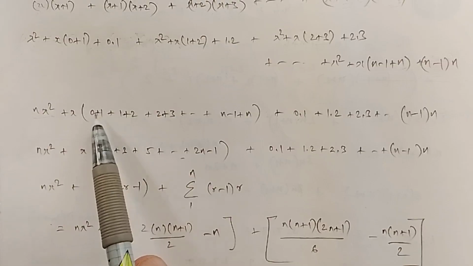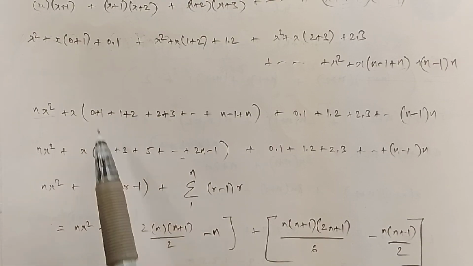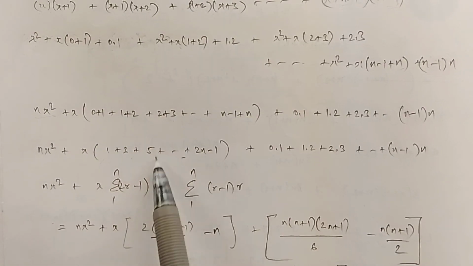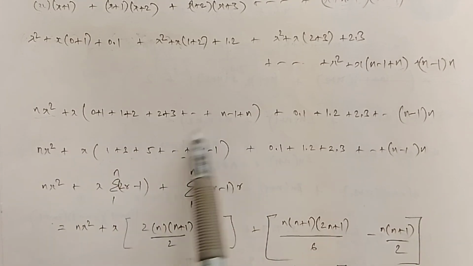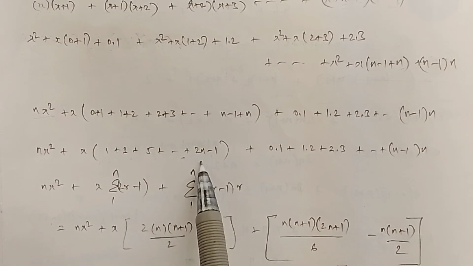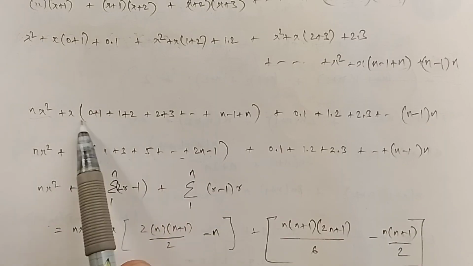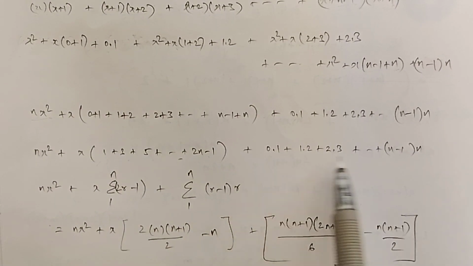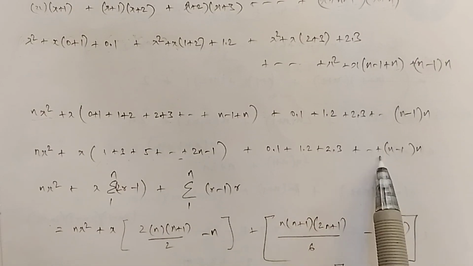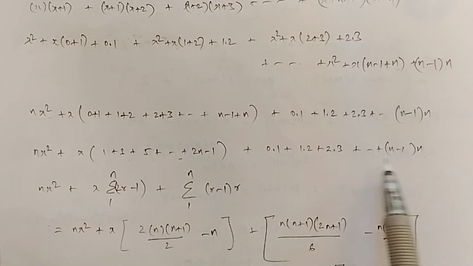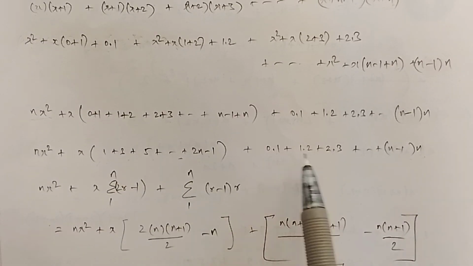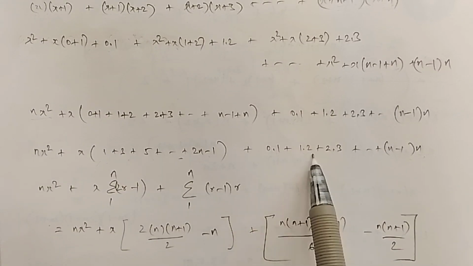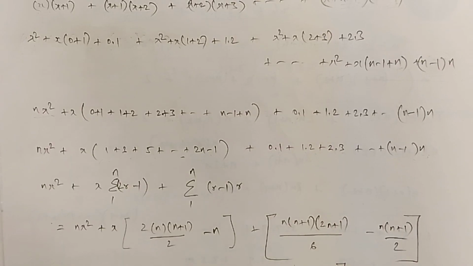So this becomes nx square plus, 0 plus 1 is 1, 1 plus 2 is 3, 2 plus 3 is 5, and so on. All odd numbers, right? The first n odd numbers. So x multiplied with the sum of the first n odd numbers, and then this pair 0, 1, 1, 2, 2, 3, and so on, n minus 1, n. So this also has n pairs, right? 1, 2, 3 up to n.